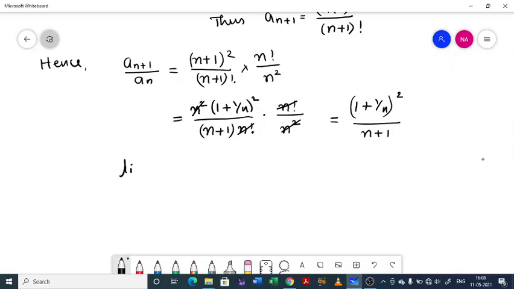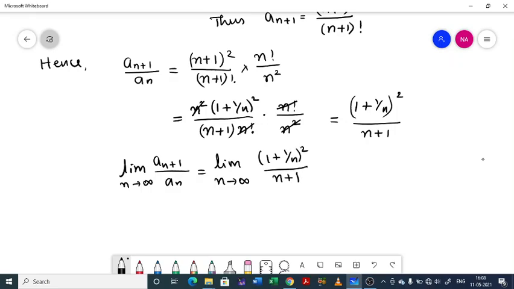Now limit an plus 1 divided by an as n tends to infinity will be equal to limit as n tends to infinity 1 plus 1 by n whole square divided by n plus 1. So as n tends to infinity, this will be 0, so numerator will be getting 1 divided by denominator. As n tends to infinity, this tends to infinity, so 1 by infinity you will be getting 0. So less than 1, series converges.